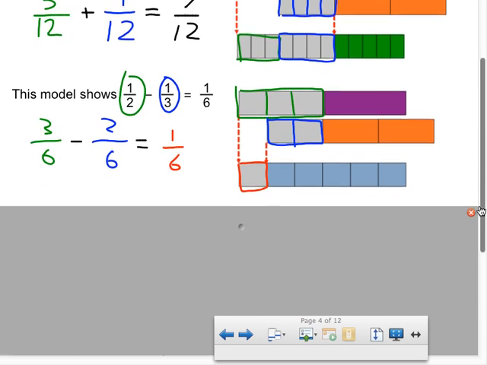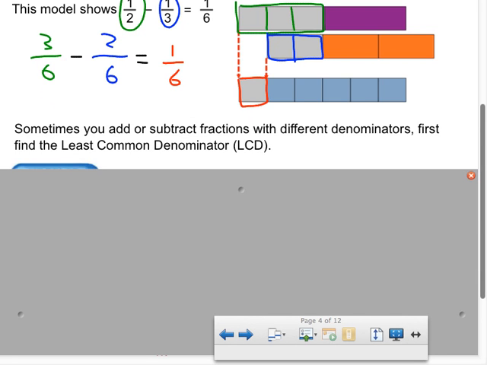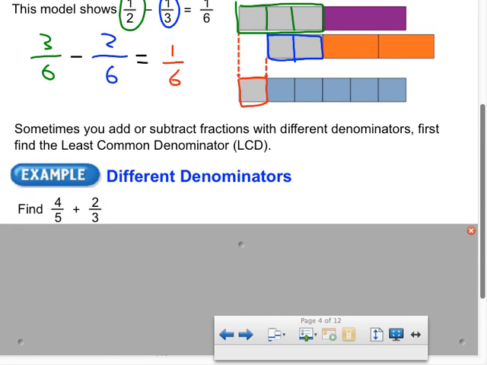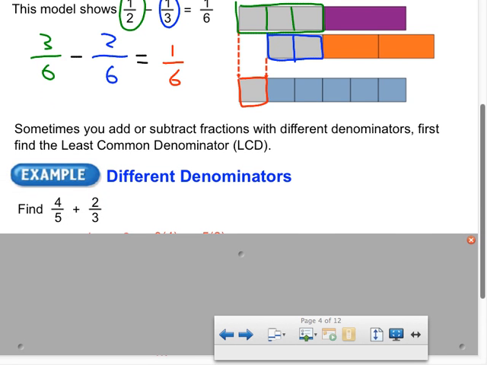Okay, so I just wanted to explain the model to you. Let's go ahead and continue on. If they have a different denominator, we need to find the LCM. Can you guys go ahead and work that out really quickly? LCM to find the LCD, yes.